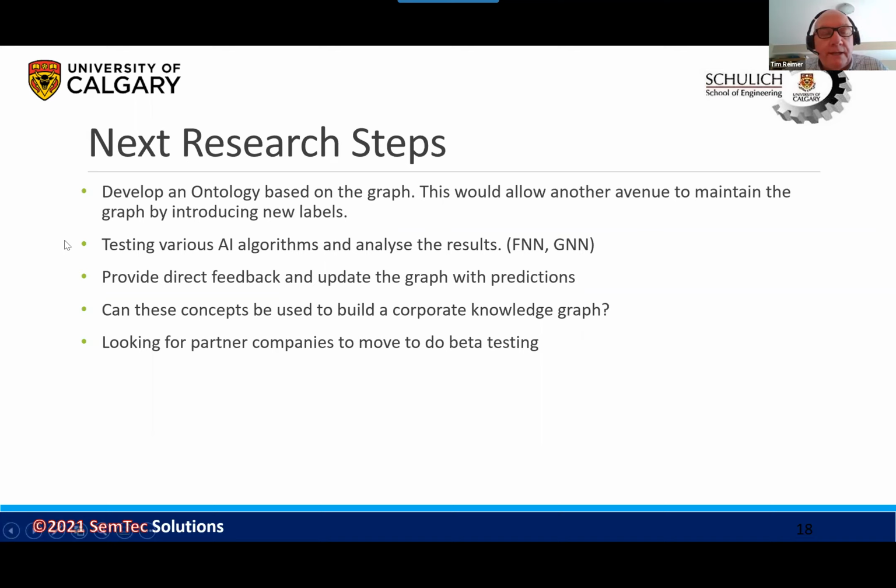The other thing that we want to take a look at is testing various AI algorithms, as I mentioned already. The tools we are looking at are FNNs, that's feed-forward networks, and graph neural networks, to see how they perform on this and how useful they are. Can we use them in this particular scenario? As I mentioned to you, we want to provide the feedback of the algorithms back into the graph data, so that we basically have a self-correcting system. There's some work that has to be done in that area, and how we best do that. And then, can these concepts be used to build corporate knowledge graphs, as I mentioned to you?